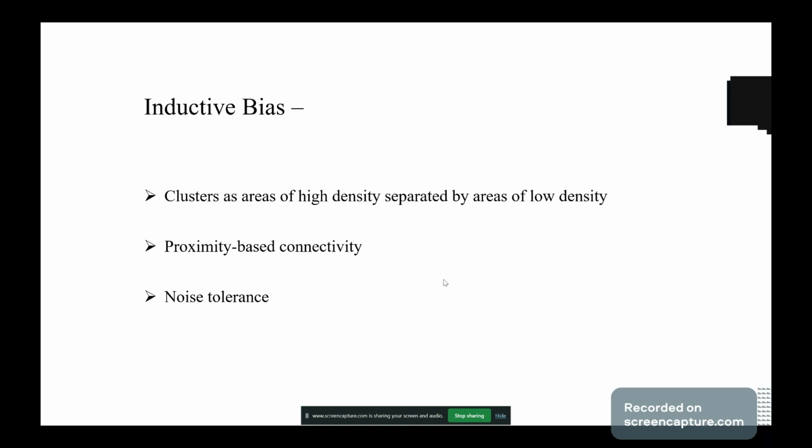And number 3, noise tolerance. DBSCAN distinguishes between core points, border points, and noise points based on their density and connectivity. Overall, these assumptions guide DBSCAN's clustering process and influence its performance in identifying meaningful patterns in the data space.